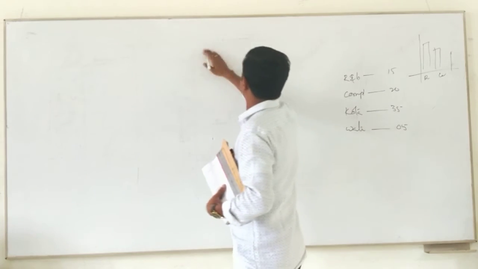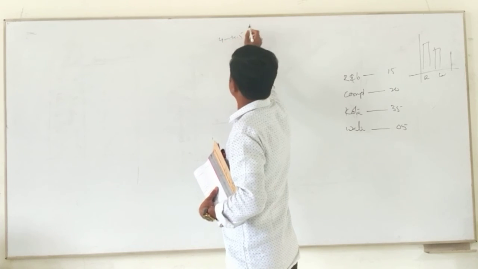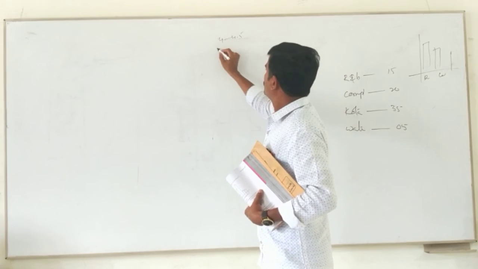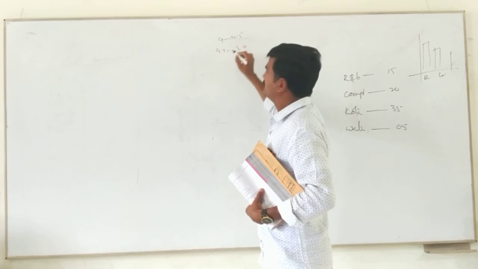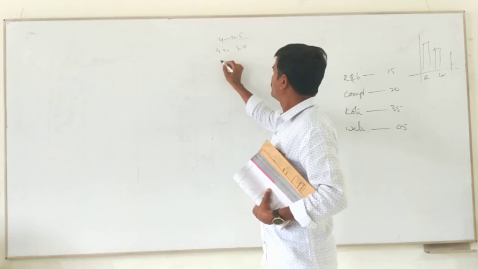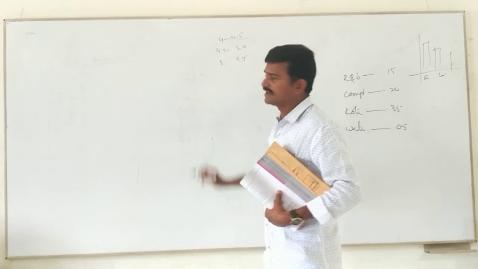How is it? 4 to 4.5 one group, 4.5 to 5 feet one group, 5 to 5.5 another group.